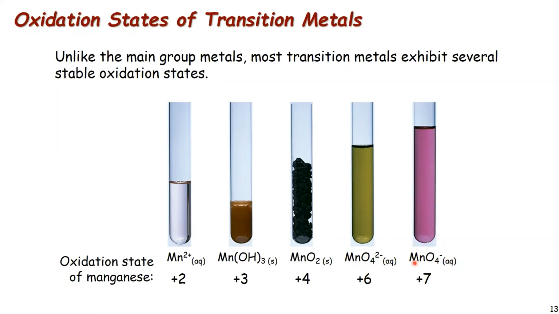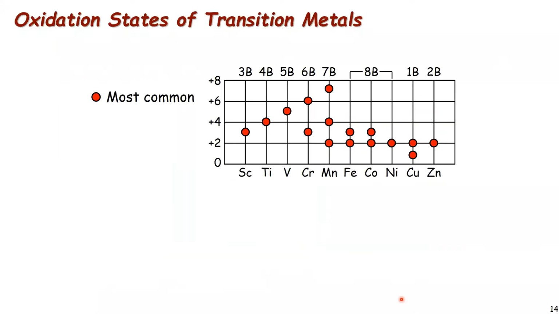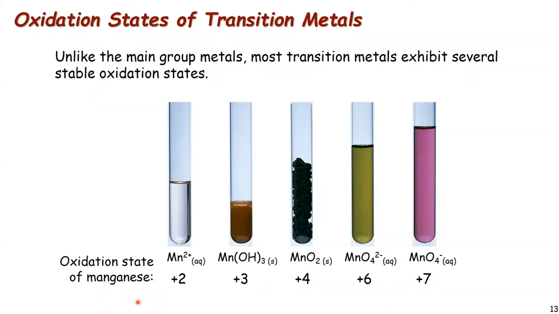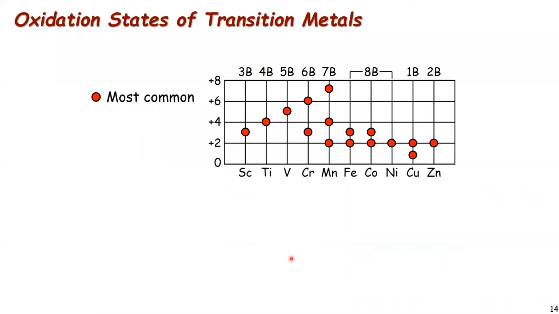And the manganese in this is in the +7 state. So you can see it's a very different color than this other manganese here, okay? So we can see here that I'm just listing this, there are more oxidation states of manganese, okay? So we can see that the transition metals have many, many stable oxidation states. So here's the most common.